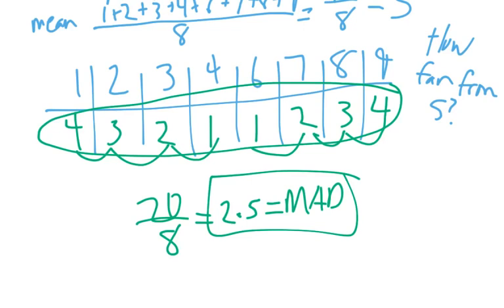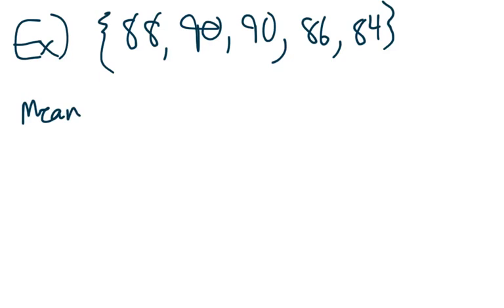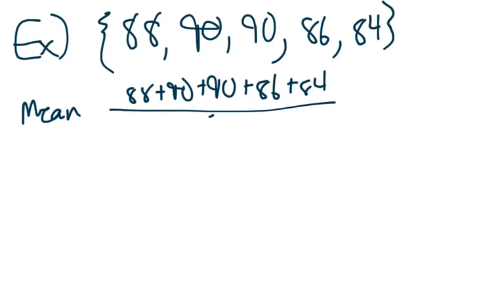So let's do another example just to walk through it so you can see it again. All right, let's say we're looking at someone's test scores. We have an 88, we have a 90, followed by another 90, followed by an 86, followed by an 84. Step 1, you have to find the mean. And so that's 88 plus 90 plus 90 plus 86 plus 84. All that's going to be divided by 5.